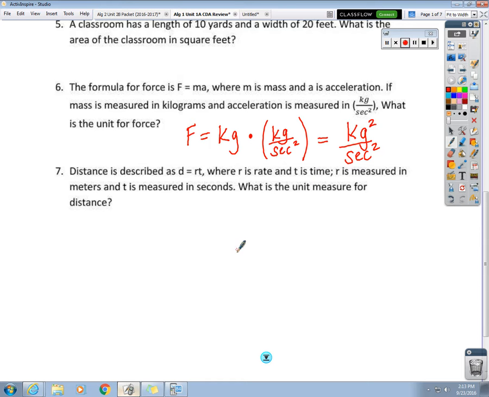Distance is described as d equals rt, where r is rate and t is time. R is measured in meters and t is measured in seconds, so what is the unit measure for distance? So d equals r, which is rate, and what is it measured in? Meters. And then they're touching, which means they're being multiplied. T, what is time measured in? Seconds. Okay? Alright, any questions off the first page? Alright, now let's move on to the next page.